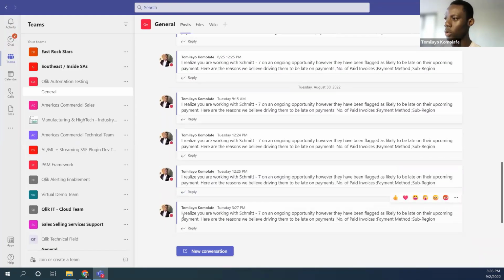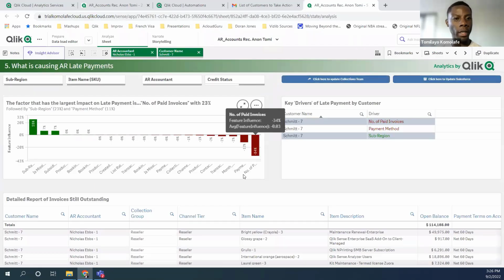So this is the note for the customer. I realize you're working with Schmidt 7 on an ongoing opportunity. However, they've been flagged as likely to be late on their upcoming payment. Here are the reasons we believe driving them to be late on payments: number of paid invoices, payment method, and sub-region. See how cool that is? That now we have this integrated experience where we take action without having to leave the Qlik platform and notify relevant actors down the line.